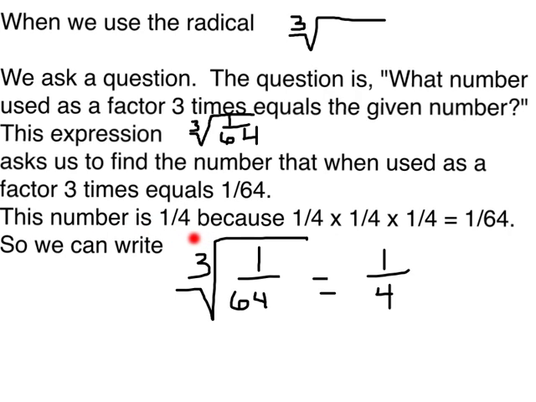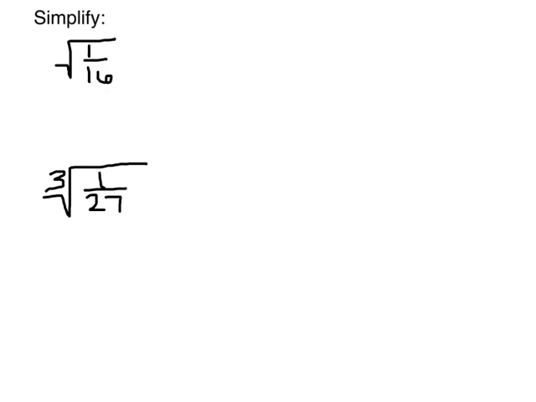Well, we just on the other page saw that 1/4 times 1/4 times 1/4 is 1/64. So the answer to this problem would be simply 1/4. This asks us to simplify the square root of, now here we don't need to put the 2, we could put it, but it means the same thing with or without it. What number times itself equals 1/16? Well, if we know the square root of 16, then we know that that number would be 1/4.